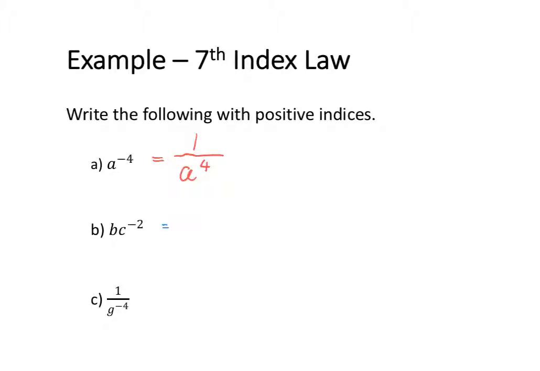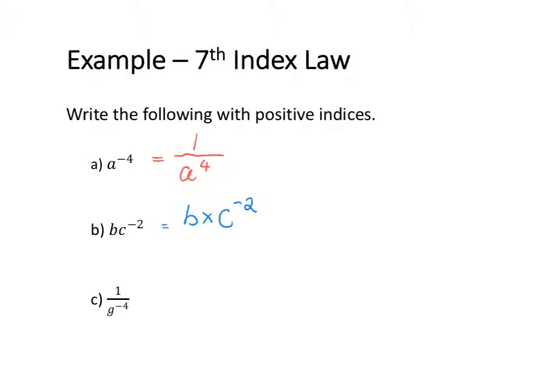For the second example, it's bc to the power of negative 2. Now the first step before we move our negative index is we have to write it adding in the missing multiplication sign between the b and the c. It's going to become b times c to the power of negative 2.